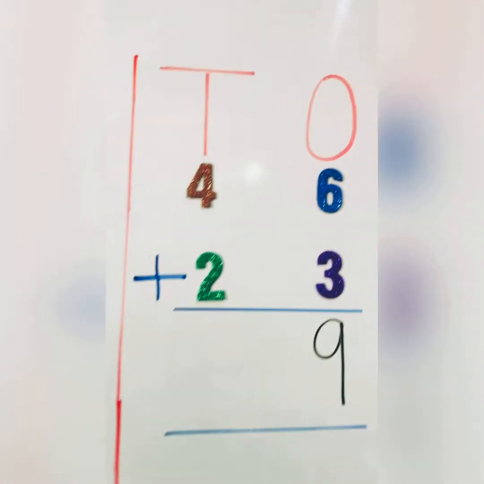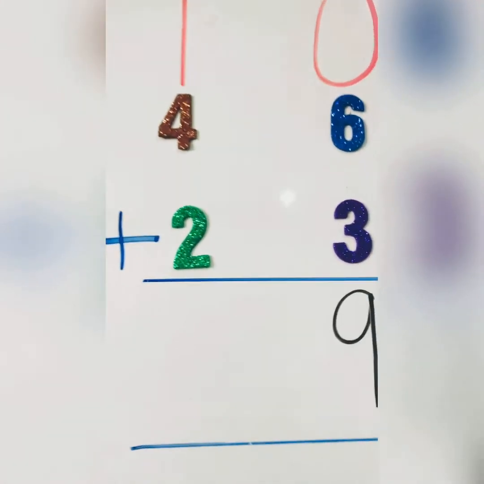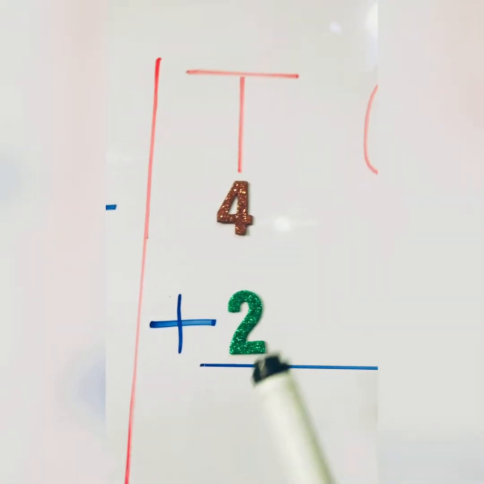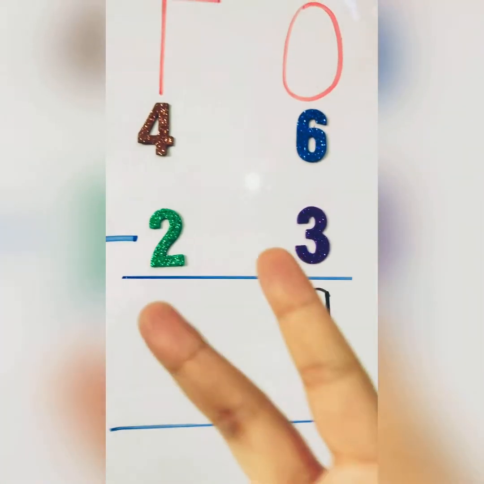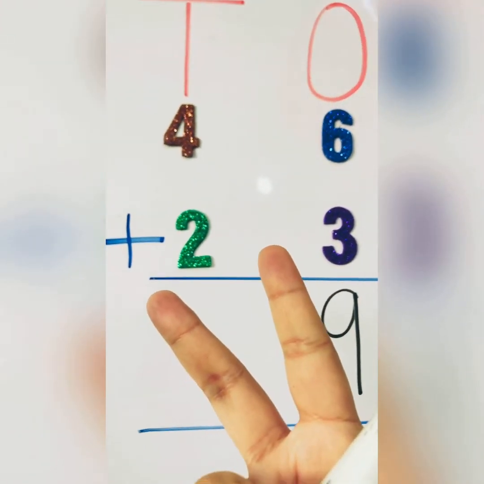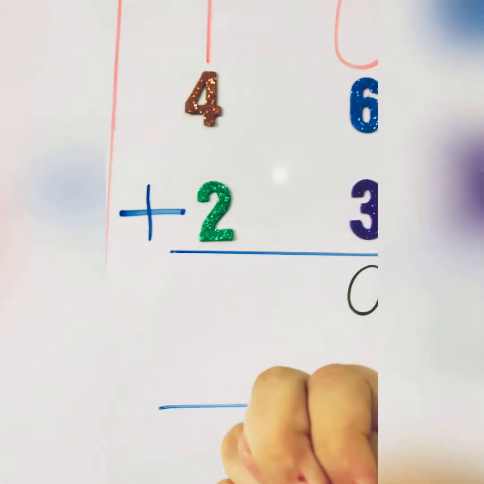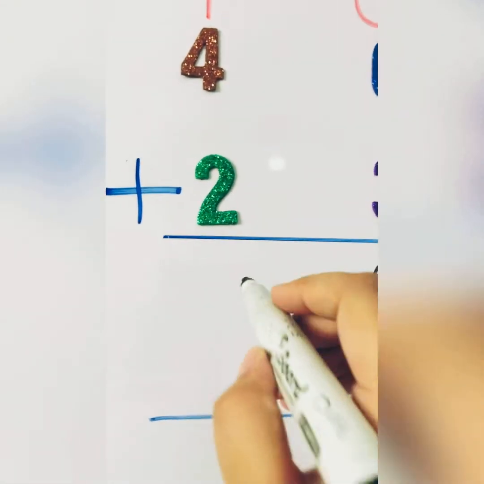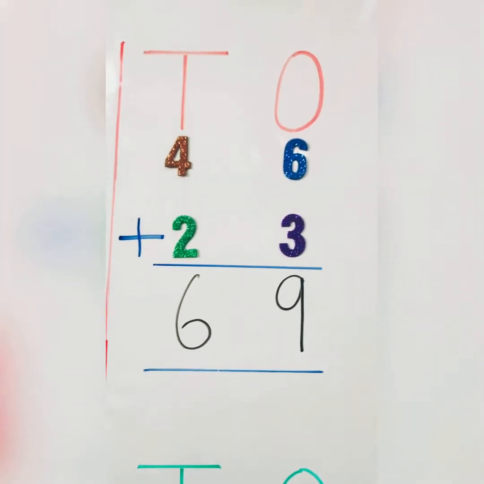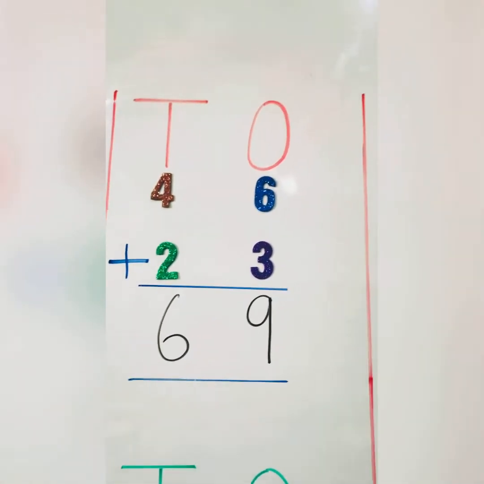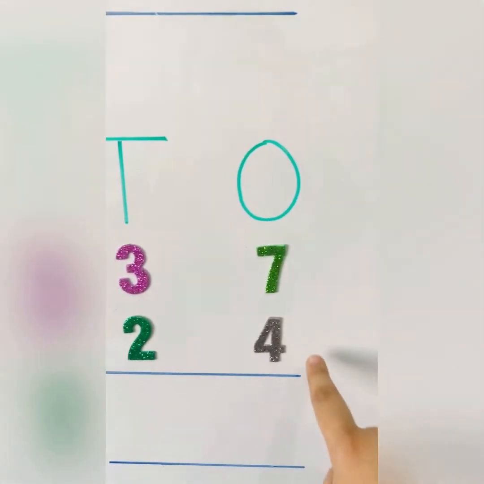Okay, so now I'm done with my ones column. Now I'm going to solve my tens column. So over here I have 4 and I have 2. So again I will think of 4 in my mind and I'm opening 2 more fingers, so I will count ahead. After 4 comes 5 and 6. So over here 6 will come. So my answer is 69.